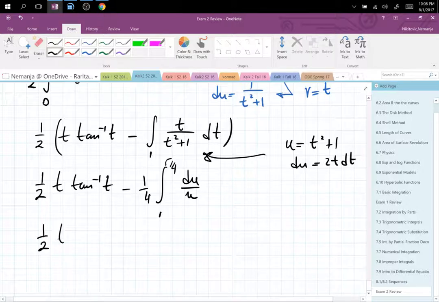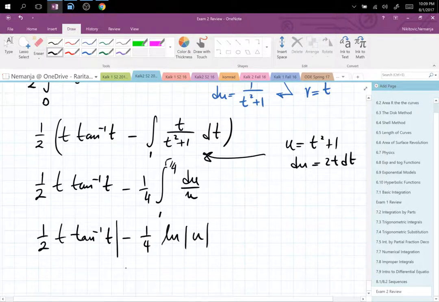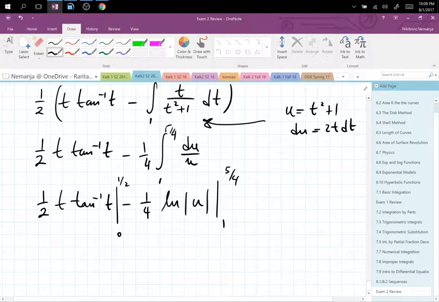So 1/2 t times inverse tangent of t minus 1/4 ln of u. So these are computed using the old limits, 0 and 1/2. And this is computed using new limits, 1 and 5 quarters. So when I plug in half, I get 1/4 inverse tangent of 1.